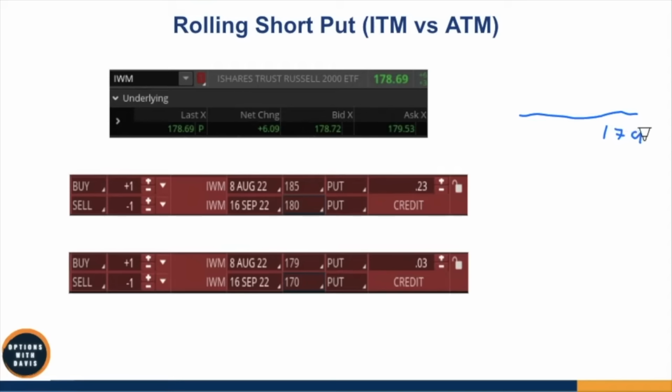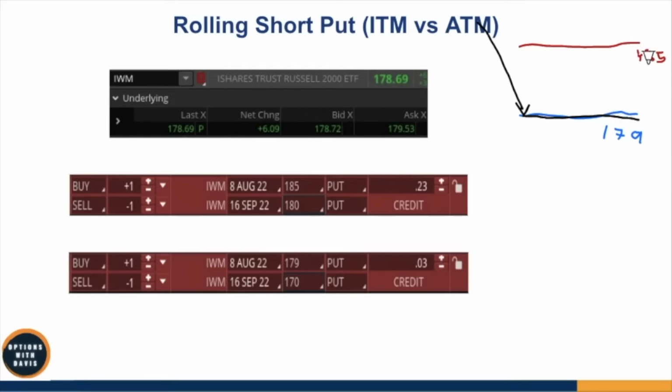Okay, so let's compare the two different ways of rolling. For this one, you can see that this is rolling an in-the-money put. The strike price which you are rolling from is 185 to 180. What this means is that you originally had a short put at 185, and then the market most likely went all the way down to the 179 price.